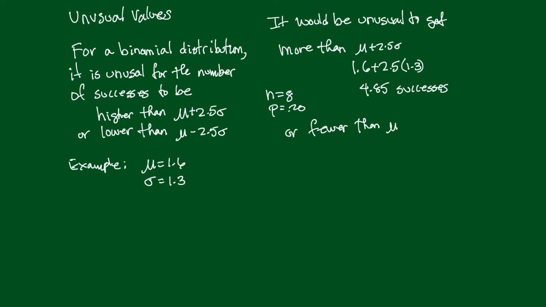mu minus 2.5 sigma. That's going to be 1.6 minus 2.5 times 1.3, and that turns out to be negative 1.65, which of course is not possible. You can't have a negative number of successes, so we don't have to worry about that one. So that's what we mean by some number of successes being unusual. If you're expecting 1.6, and somebody tells you, oh, I got 6 successes here, that would be suspicious.